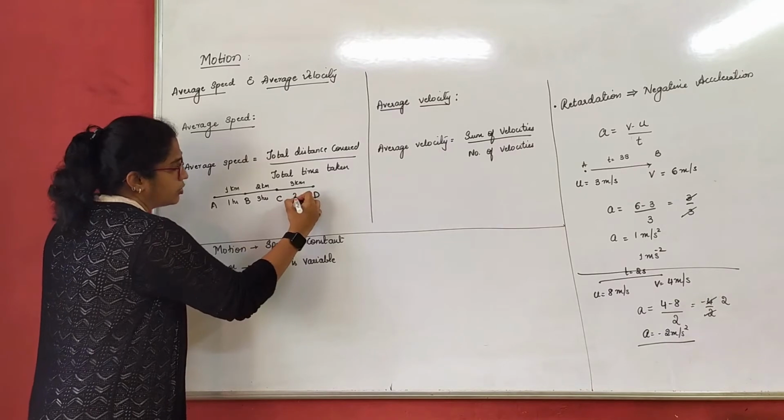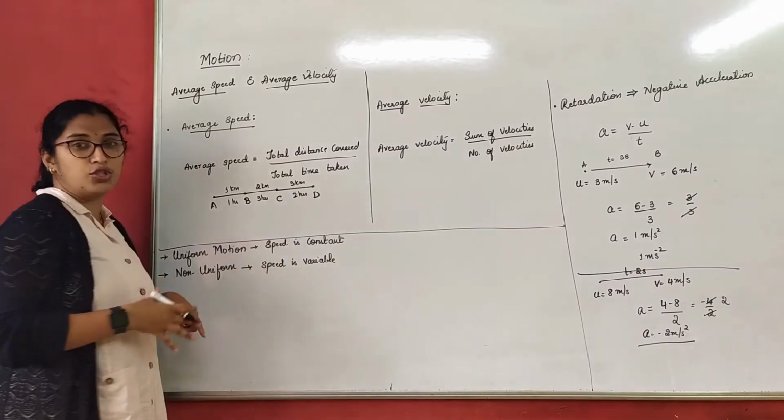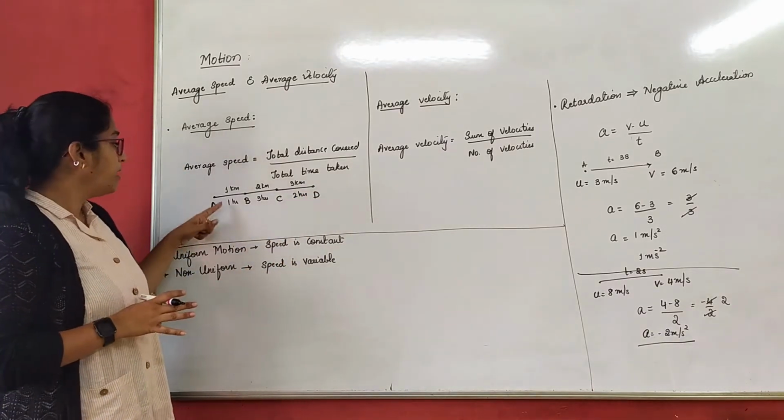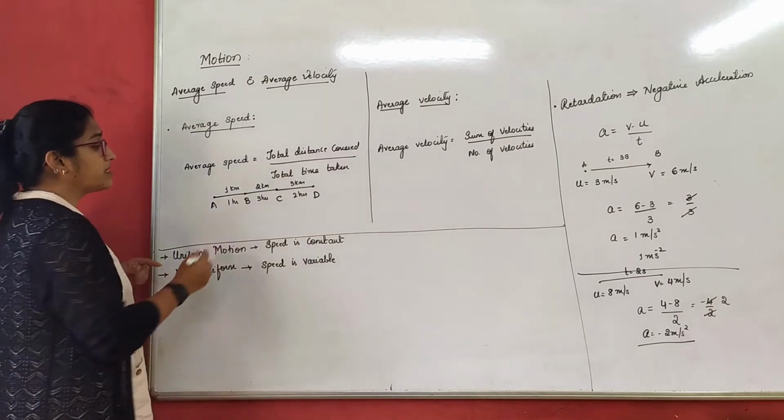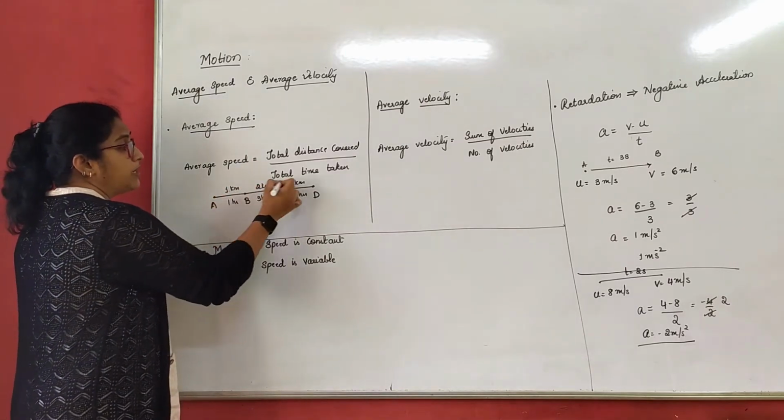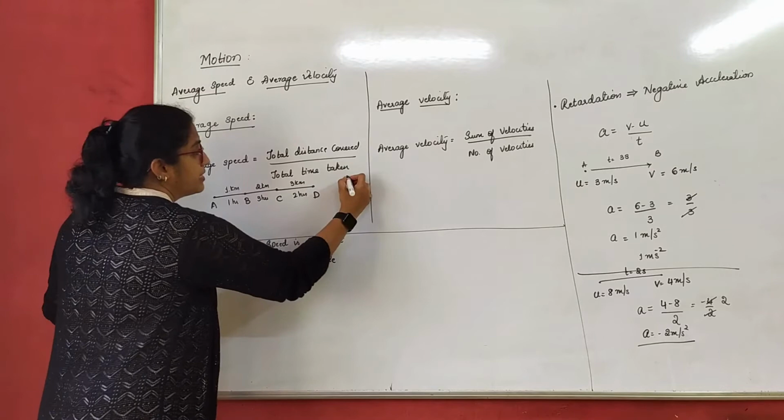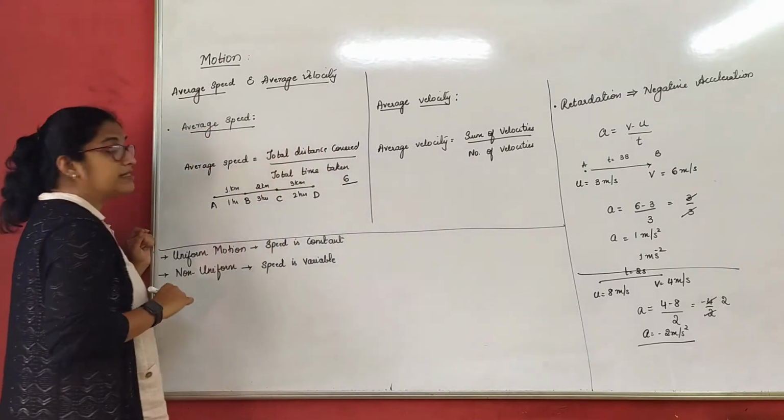And here I took 2 hours. Just an assumption, it's just a hypothetical number. That means, what is total distance covered? 1 plus 2 plus 3. So 3, 4, 5, 6 is the total distance covered.